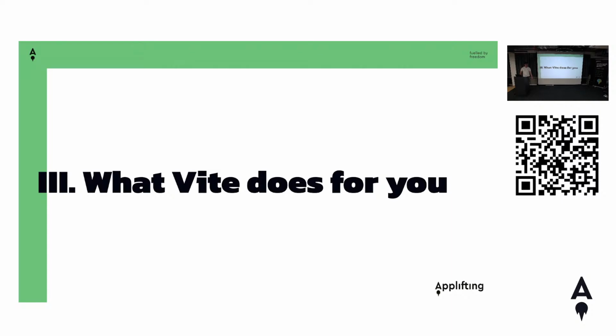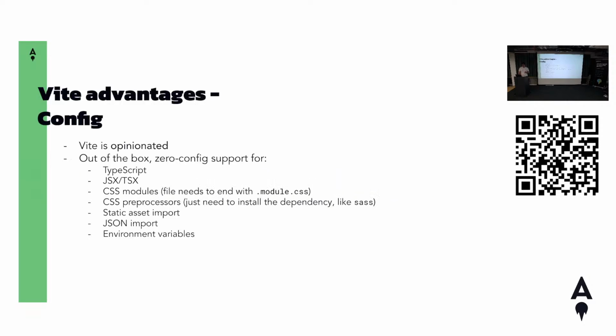OK, so I've talked a lot about how Vite works. So what does it actually do for you? This is the sales pitch, right? So it's really fast for local development server, but what else does it do? It's opinionated, which means that it has a lot of zero config support out of the box. So like TypeScript, JSX, CSS modules, various preprocessors like Sass, static asset importing, JSON importing, all the good stuff that you could possibly want.